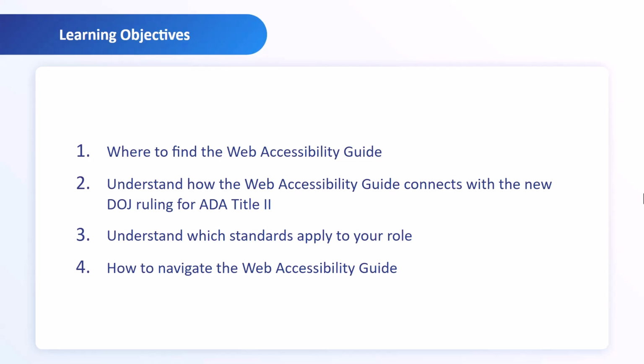So our goals today are, first, to show you where to find the Web Accessibility Guide on the county's internal site system. Second, we're going to learn how the guide connects to the new DOJ ruling for ADA Title II, which mandates web and mobile app accessibility for all state and local government entities. Third, we're going to help you understand which guidelines apply to your specific role, and how to search the guidelines by role. And then finally, how to use the guide when you're starting a new project or when an issue comes up within an existing project.